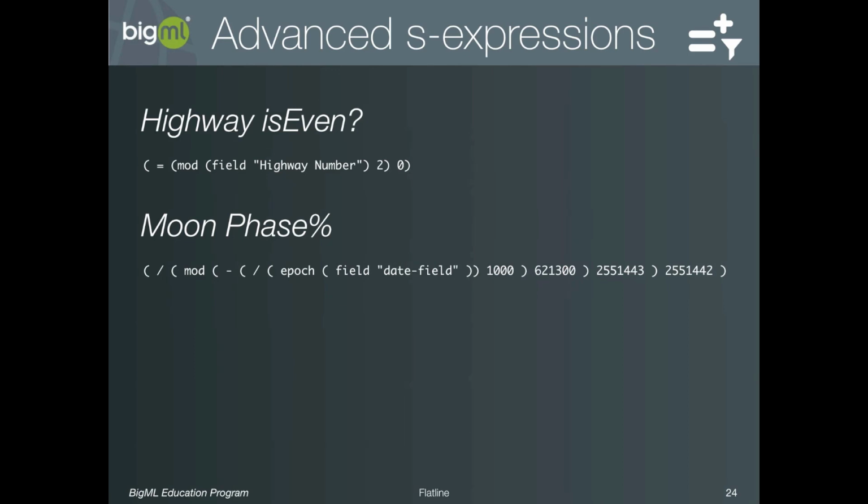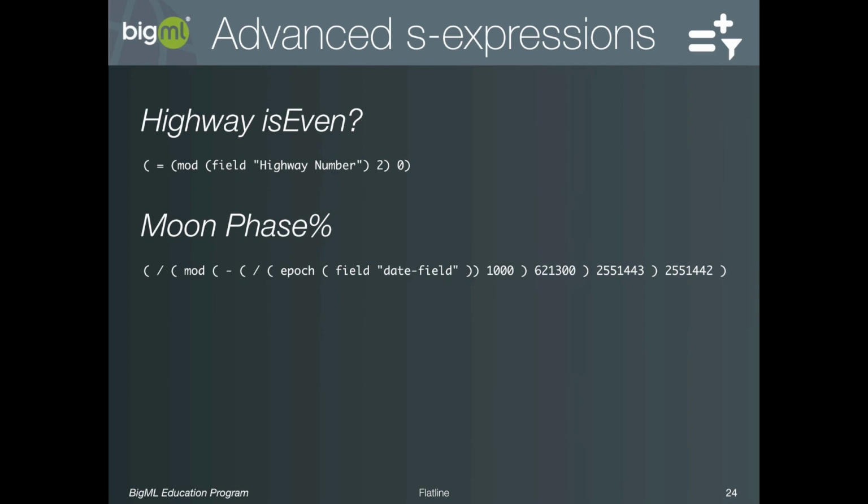This works by computing the epoch of the date time field, which is the number of seconds since January 1st of 1970. The phase of the moon is known at that date, and so this basically just computes a large modular arithmetic based on the number of seconds since that date.